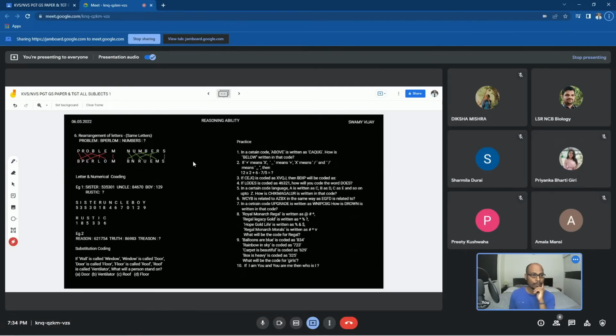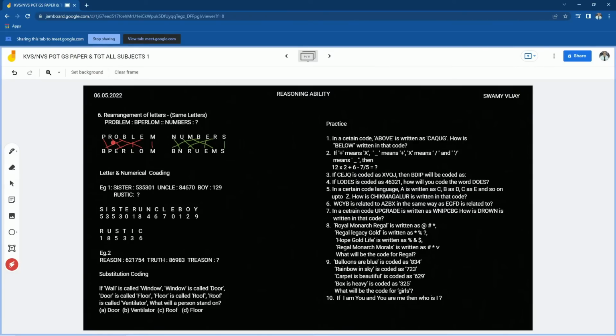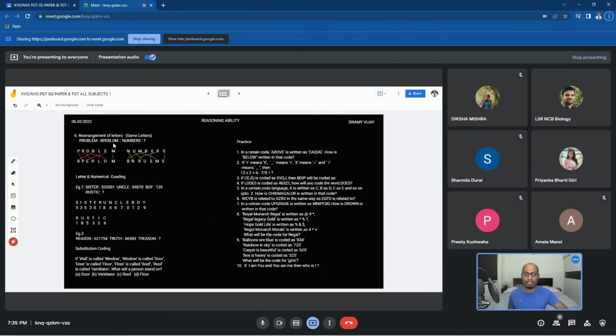Is everyone writing? Preeti, Priyanka, Diksha? Sir, I'm writing. Right, but I want Rajesh to explain. Which number? I'm not getting. Number 6, the question related to this is there, no? Number 6, the problem is written as BPERLOM. Is it not visible to you? Yes, I got it, sir.